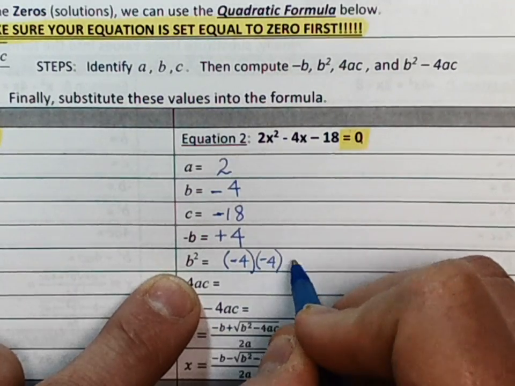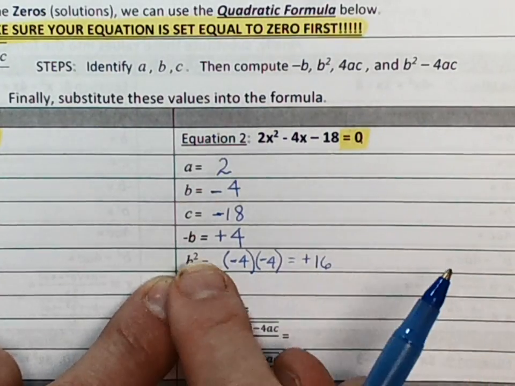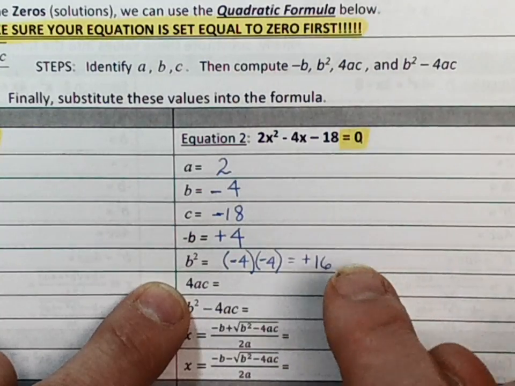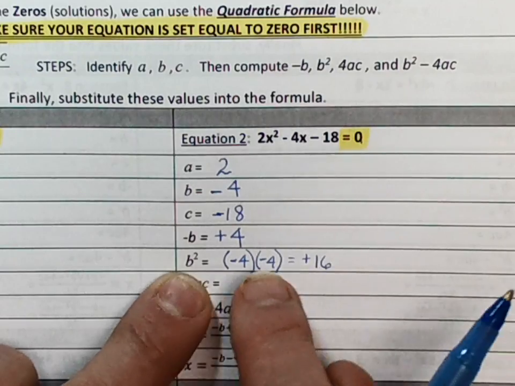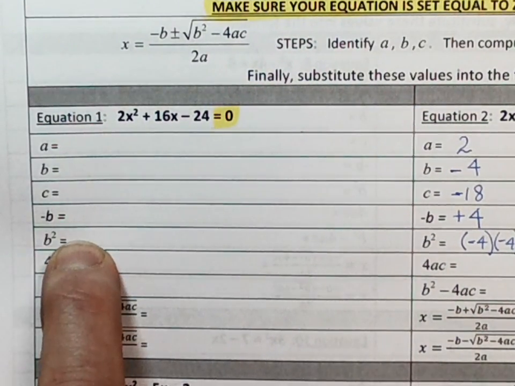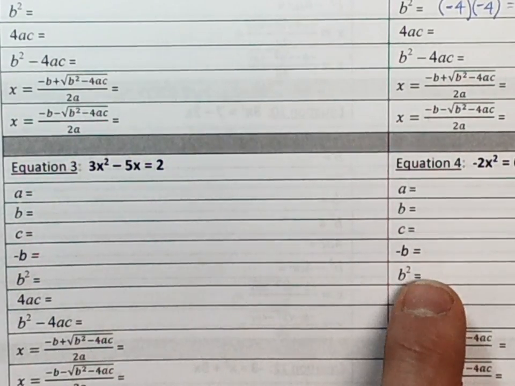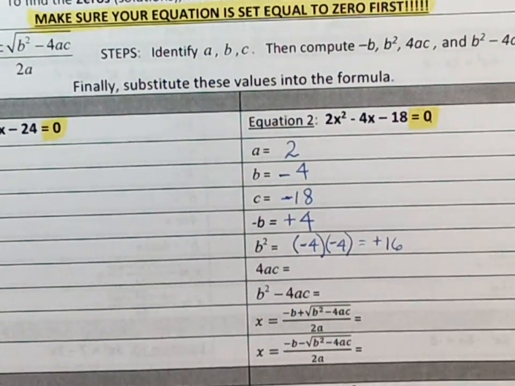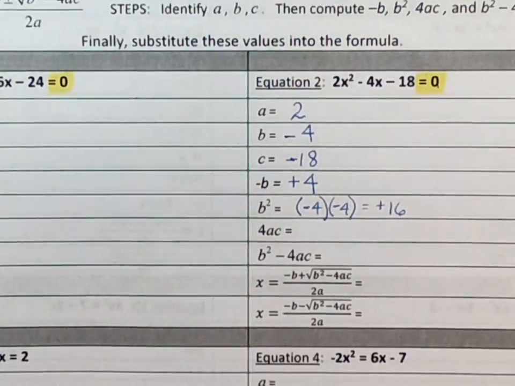A negative times a negative is a positive. Make sure you get the sign right on this. Ladies and gentlemen, when you square a number, it will always be positive. You should have a positive number in every section on this paper that says b squared. That's going to be positive. That's going to be positive. That's going to be positive. If you're plugging these into your calculator and you're getting a negative, you're plugging it in wrong. You use parentheses. Negative times a negative is a positive every time.